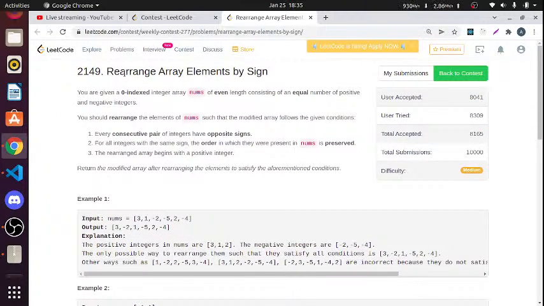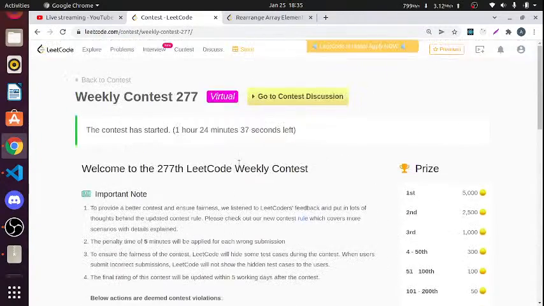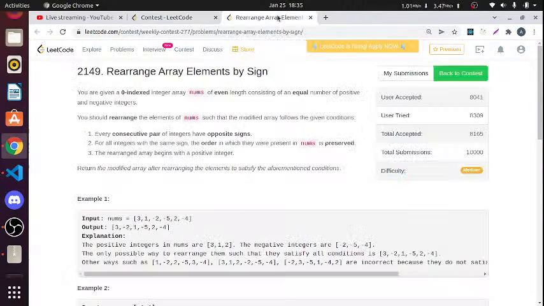So rearrange array elements by sign. Okay, we have spent about 6 minutes. You are given a zero-based indexed integer array nums of even length consisting of an equal number of positive and negative integers. Rearrange the elements following the given conditions: every consecutive pair of integers have opposite signs. Okay, it should be opposite signs like that.